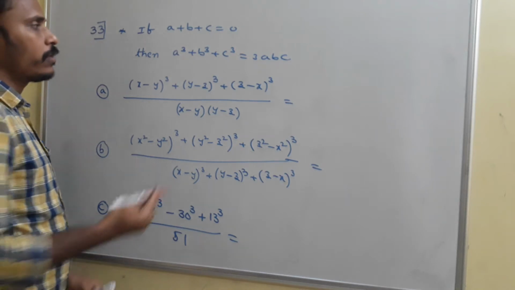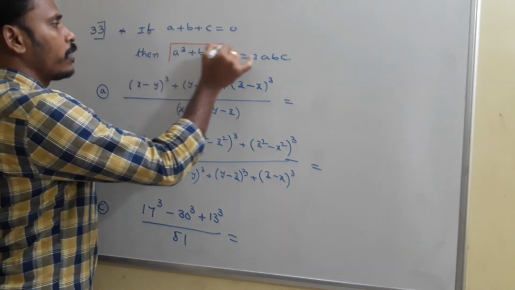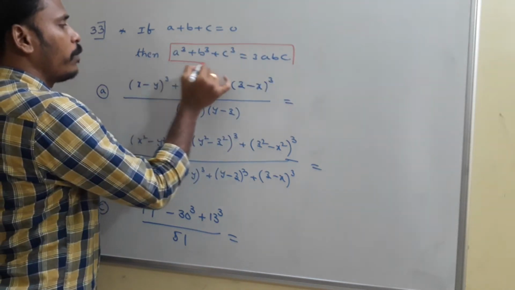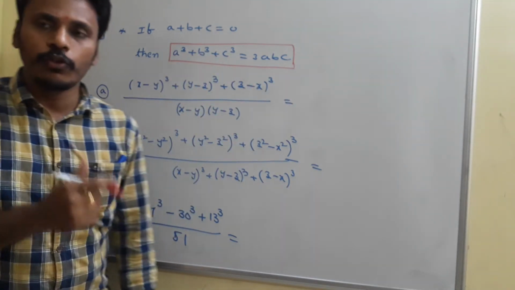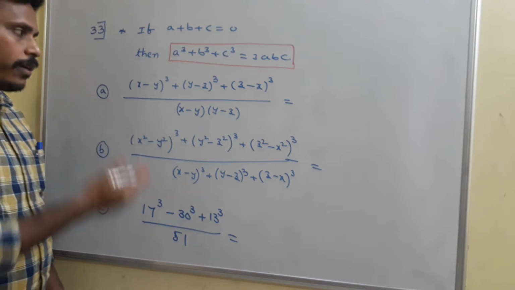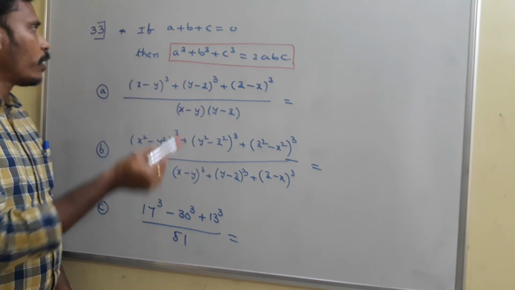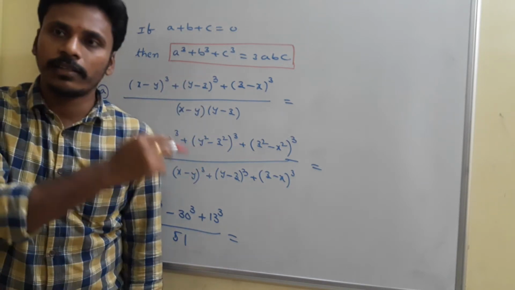And one among them is a cube plus b cube plus c cube is equal to 3abc. Already I mentioned it at some other point and gave you some examples also. But these types of problems we didn't discuss in previous points, and that's why here at 33.